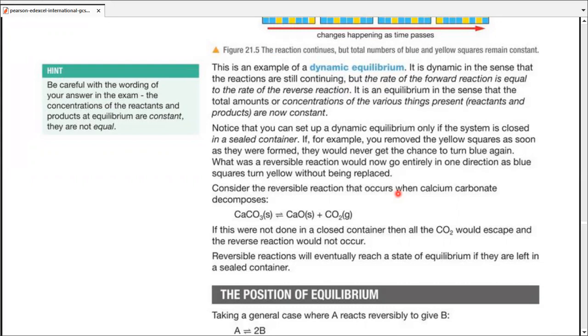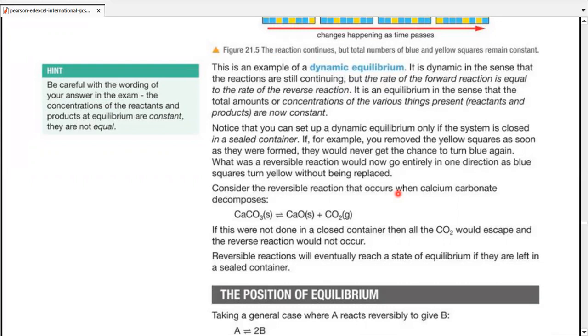Good. Okay. So it is dynamic in the sense that the reactions are still continuing, but the rate of forward reaction is equal to the rate of reverse reaction. We call that equilibrium. It is in the sense that the total amounts or concentrations of the various things present, in our case reactants and products, are now constant.